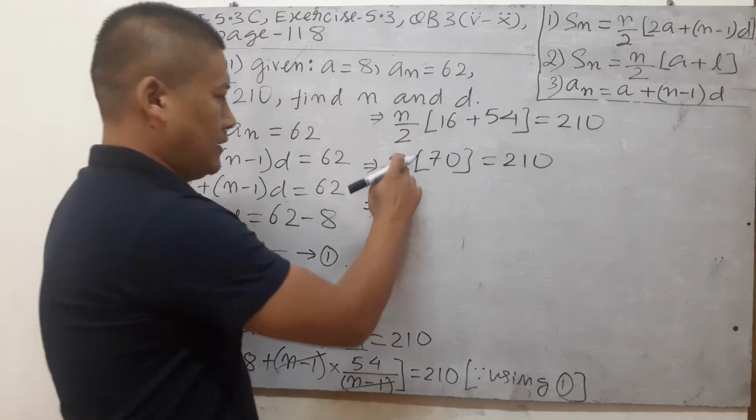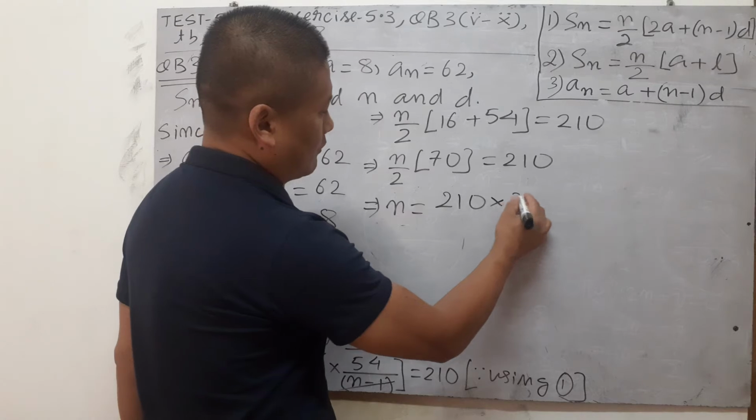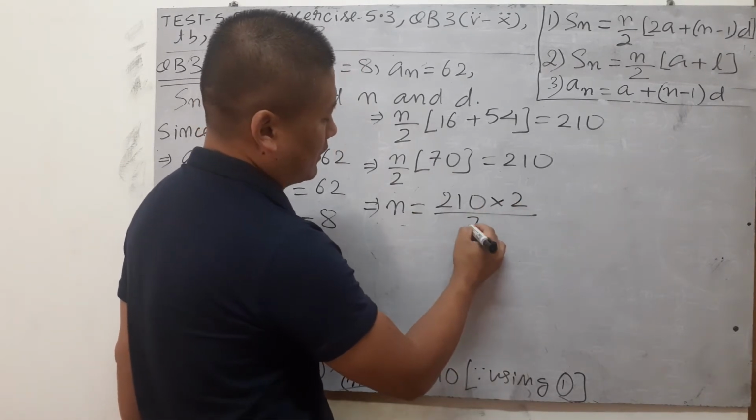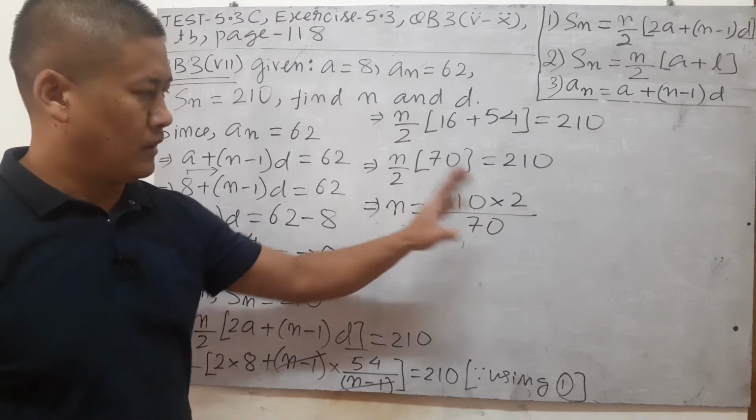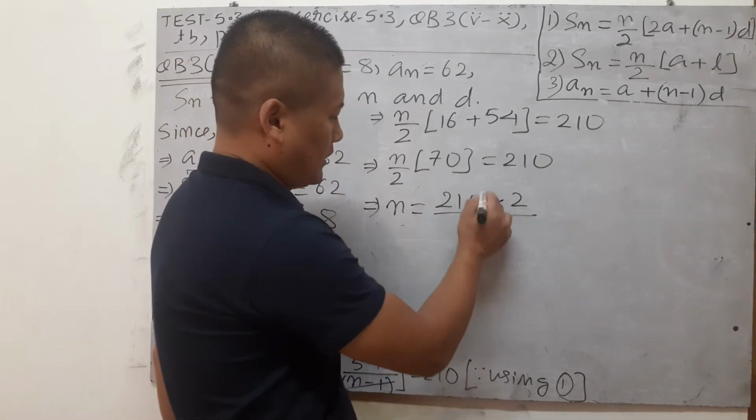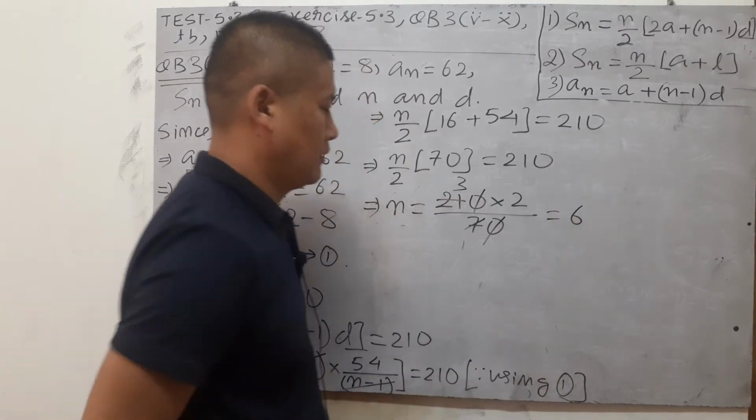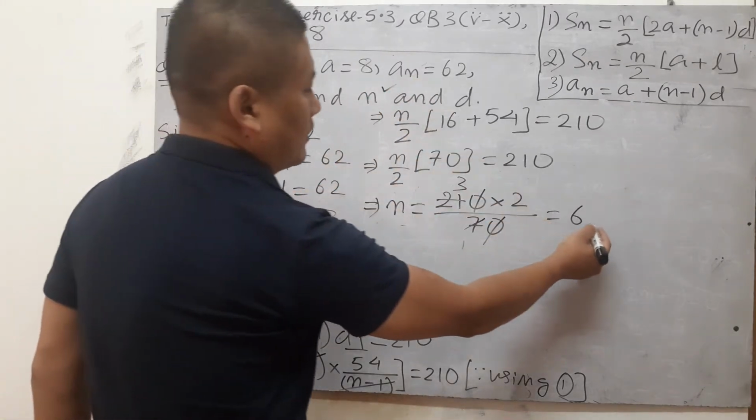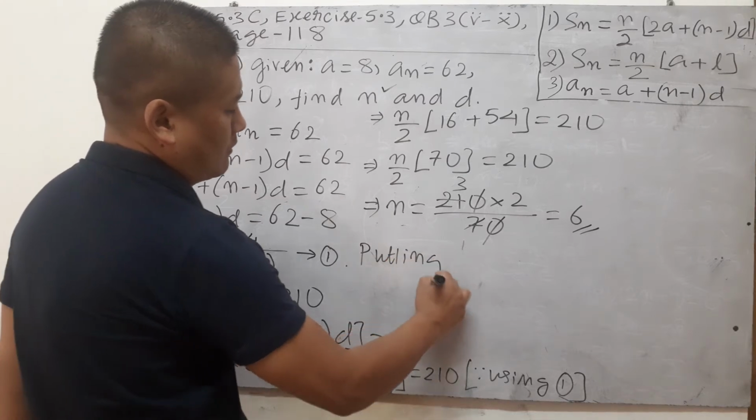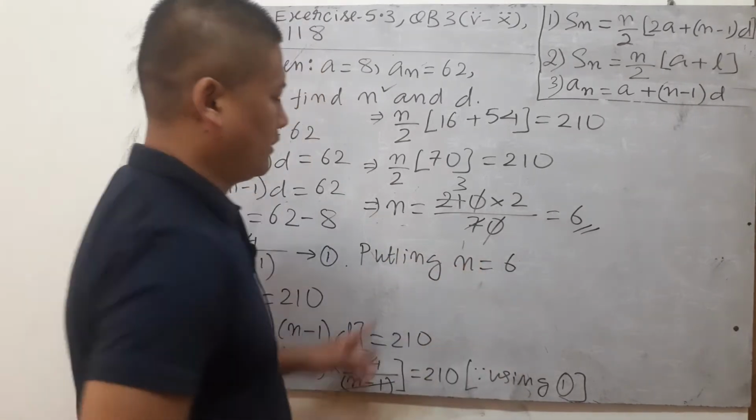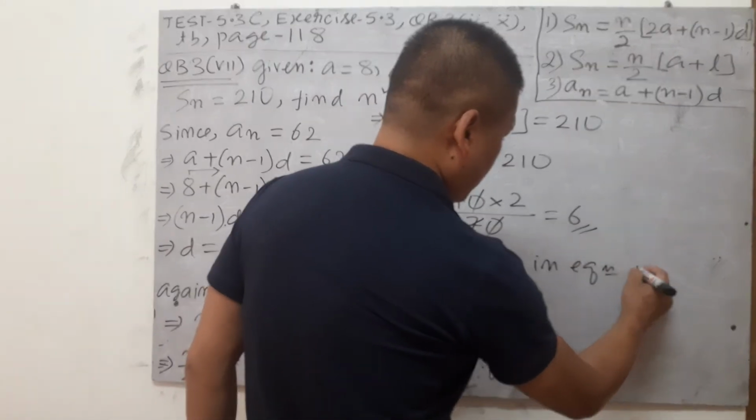That way, very easy, just keep n alone, and the 210 on the right side. 2 goes up to the right side, 70 will come down. So 0 and 0 you can cancel, 7 3s are 21, so the n value is 3 2s are 6. Then we have to find d. So putting this n value, n equal to 6, in equation number 1, we'll get d.